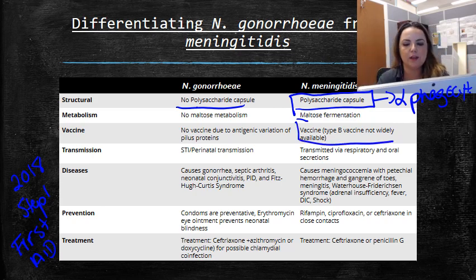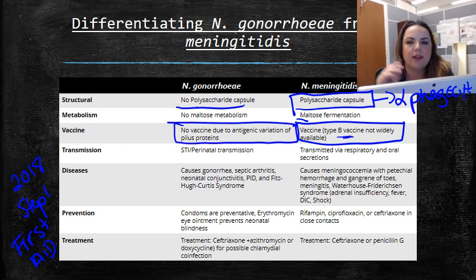Vaccines. Thankfully, for meningitidis, we do have some vaccines. The type B vaccine isn't very widely available, but we do have it. And so it is a vaccine-eligible disease. We don't have any vaccines for gonorrhea, and that's partially due to antigenic variation of the pilus proteins. And we'll talk more about that in a minute.